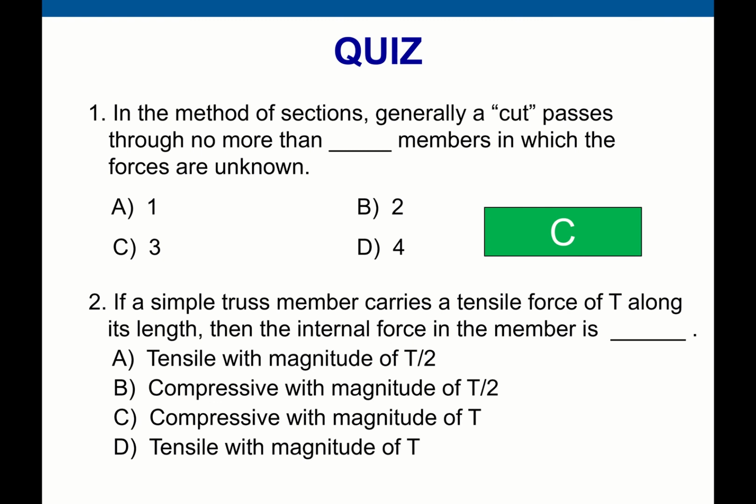Question number 2, if a simple truss member carries tensile force, which is tension, along its length, then the internal force in the member is: A, tensile with a magnitude of T over 2; B, compressive with the magnitude T over 2; C, compressive with magnitude of T; D, tensile with the magnitude T. Yes, D is correct because the internal force, like I explained, should be the same magnitude, and also the internal force is in tension. So the answer is D.